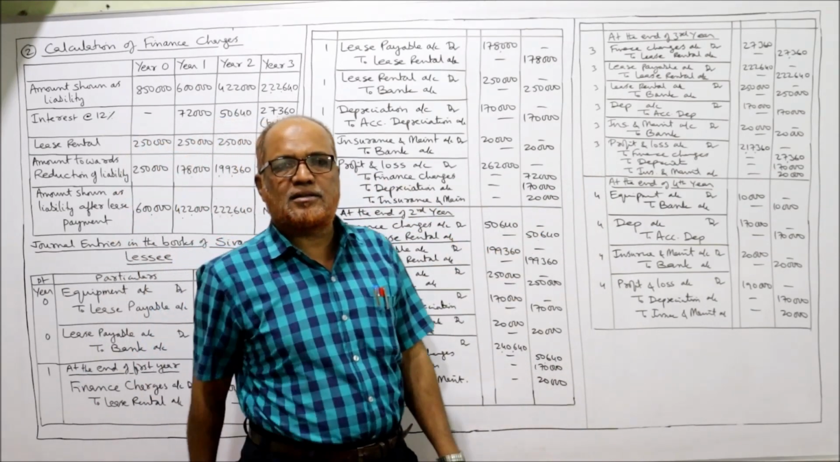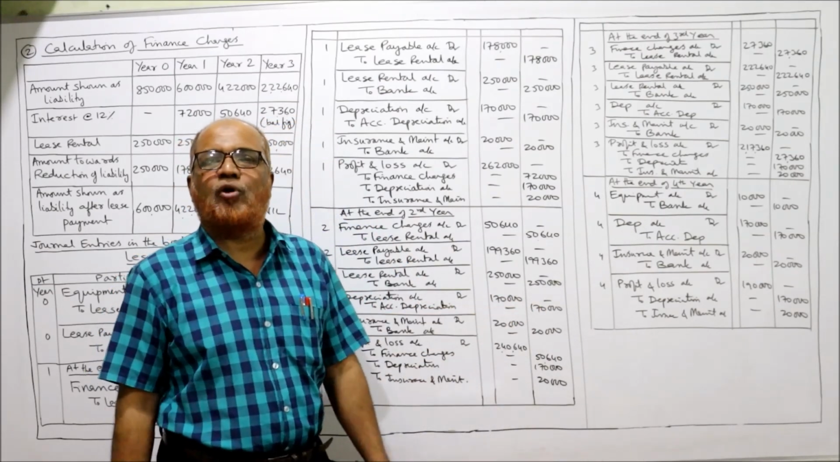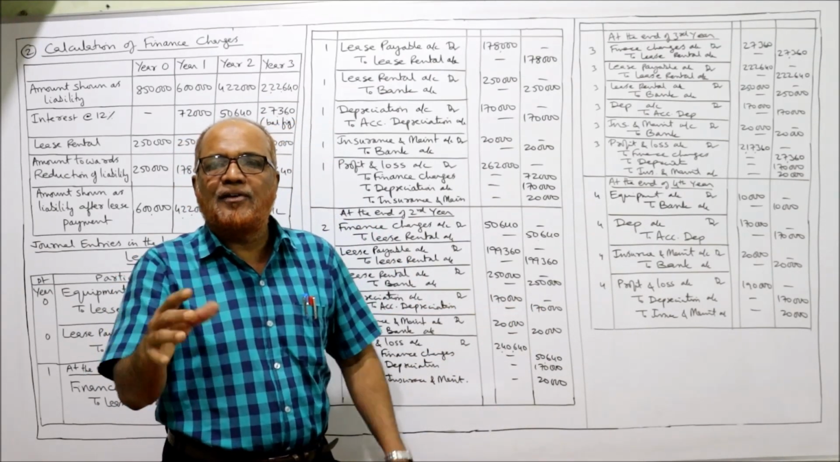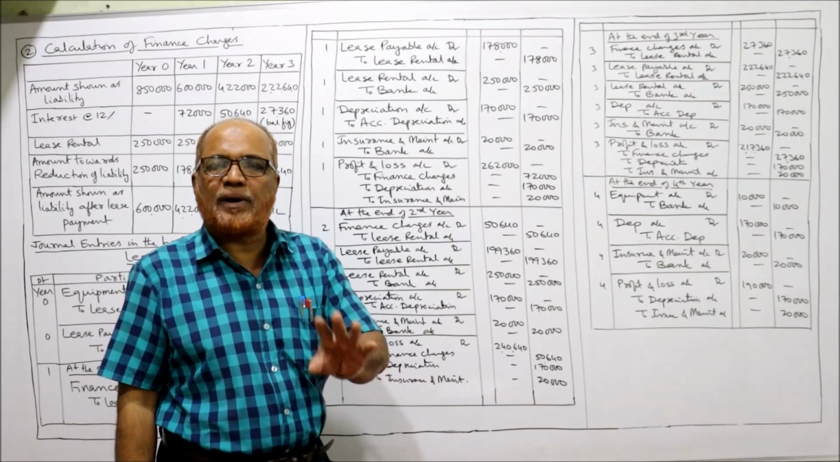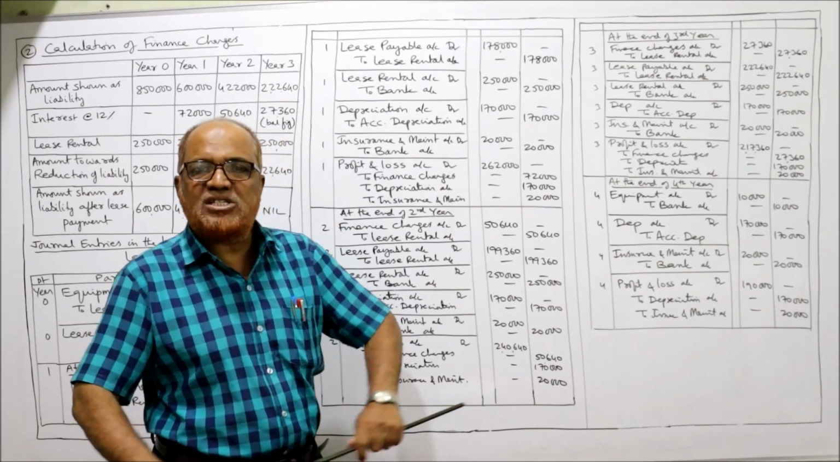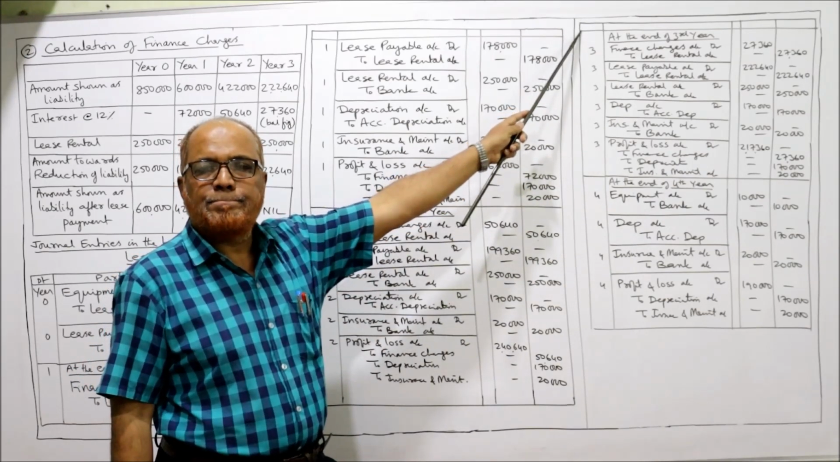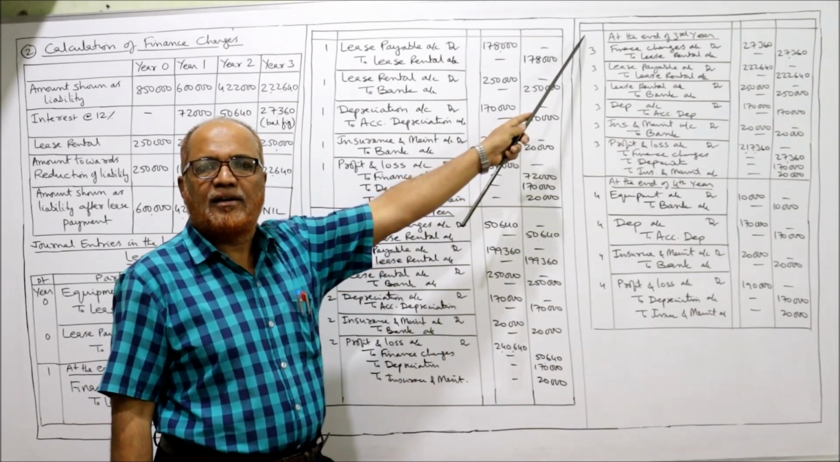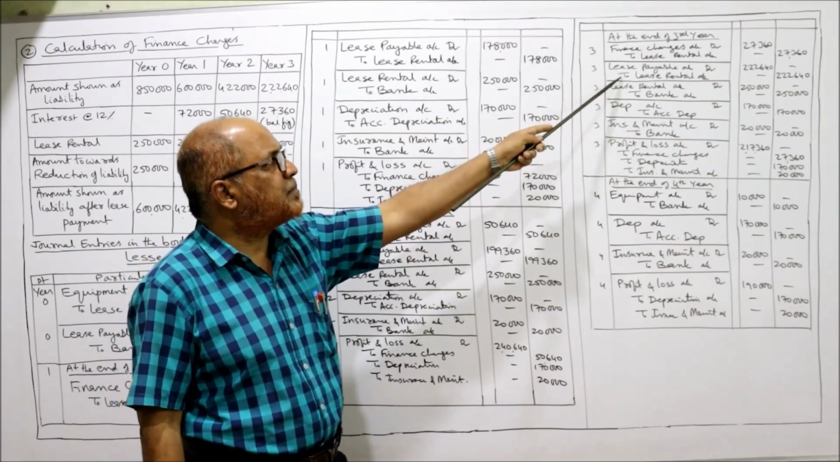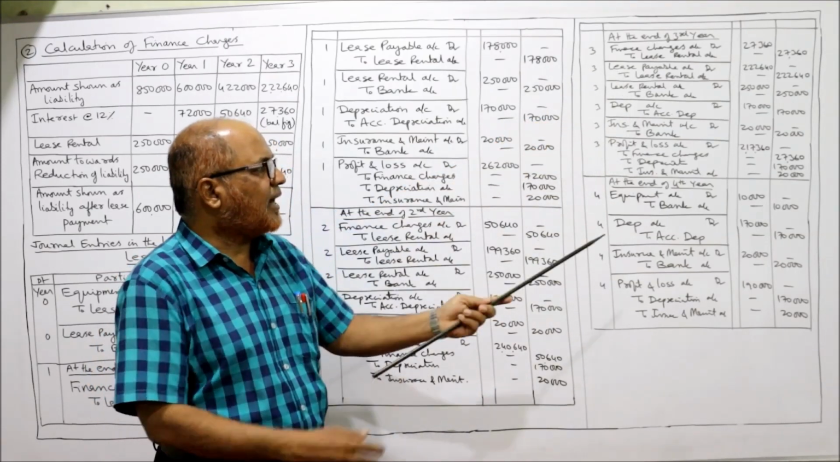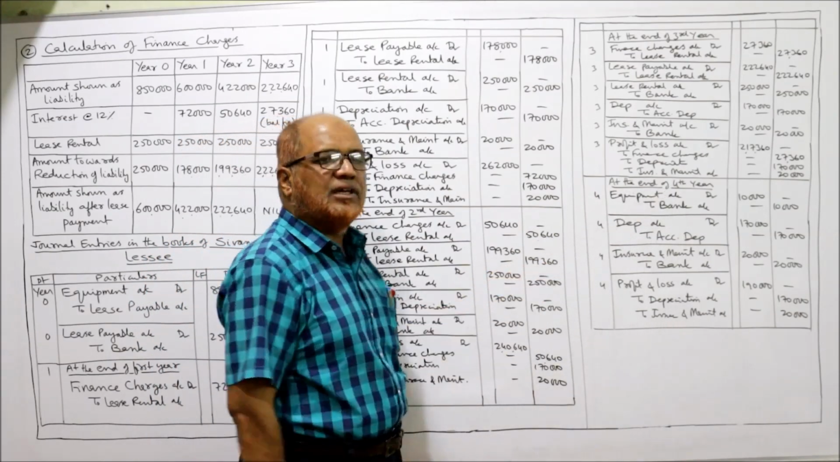3 years completed. Now last and final year, fourth year. In the fourth year, we are not paying any finance charges. Finance charges are paid only up to 3 years. The finance charges entry will not come. When there is no finance charges, then there is no lease payable to lease rental. So our entry will begin at the end of the fourth year.